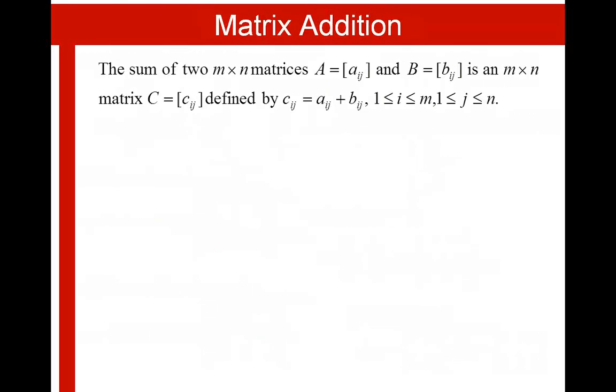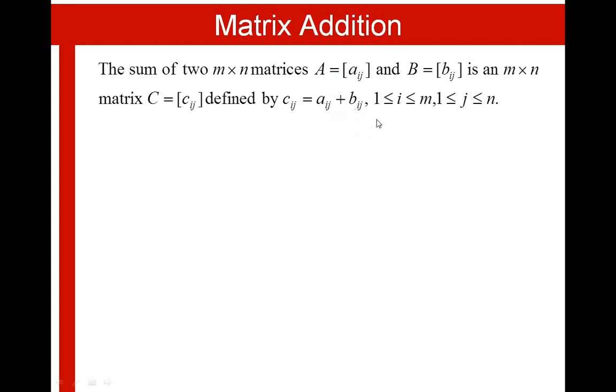Now, how do we start doing matrix operations? We start off by doing addition or subtraction of matrices. As a general rule, in order to add or subtract two matrices, the two matrices must be of the same size, and when we add or subtract them, we add or subtract the corresponding elements in each matrix. So the sum of two m by n matrices is an m by n matrix called C. It is defined by adding the corresponding elements.